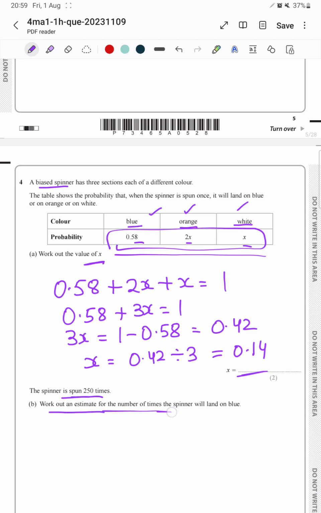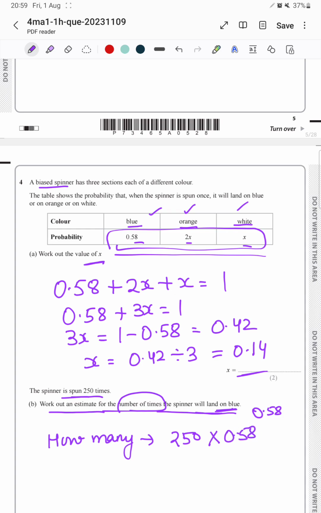Now the next question is, the spinner is spun 250 times. Work out an estimate for the number of times the spinner will land on blue. See, this is not the probability of one spin. If we spin the spinner one time, the probability of getting blue is 0.58. But if I spin it 250 times, how many times will we get blue? It will be 250, the number of times I am spinning the spinner, times the probability in one spin. So this is 250 times 0.58, and it is going to be 145.